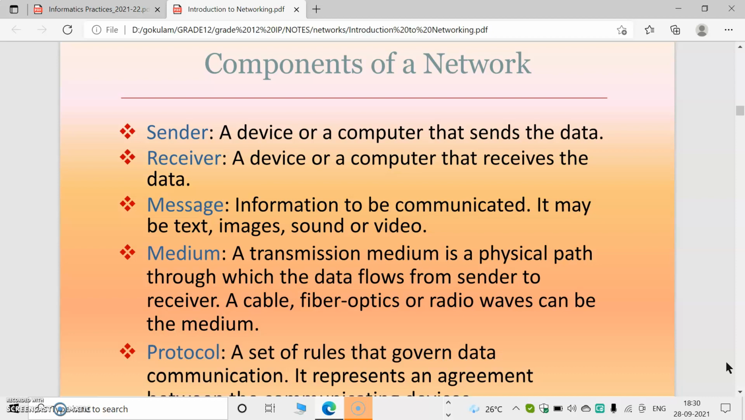So no need of a cable. Medium means physical communication, such as a cable, fiber optics, or radio waves. Cable means the traditional system. We usually use cables in the telephone system. Fiber optics: nowadays our TV channels use these fiber technologies. Fiber optics is a transmission medium. Optics represents light. Then radio waves. Radio waves means it is wireless. Cable and fiber optics are wired media. Radio waves are wireless. So the fourth one is medium.